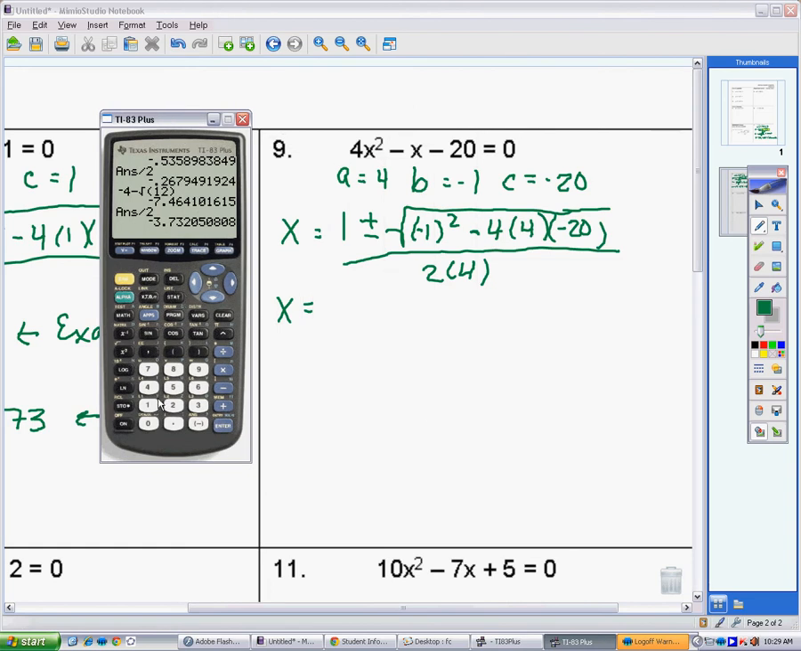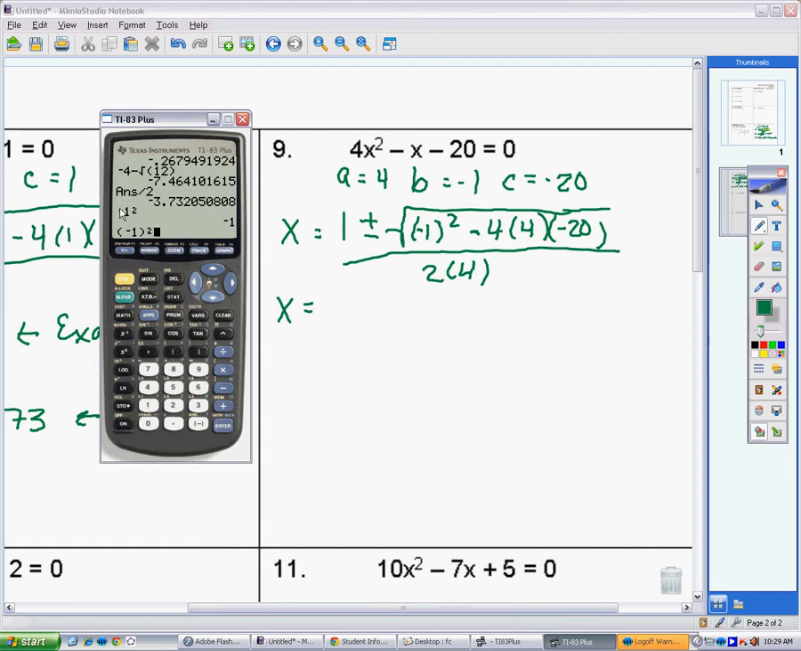So that's going to be, and I'm going to show you, if I just do negative 1 squared, I get negative 1. That's not correct. We know whenever we square a negative number, it should be positive. So, in order to correct that, you need to put the negative 1 in parentheses.